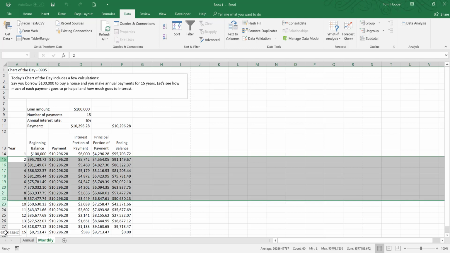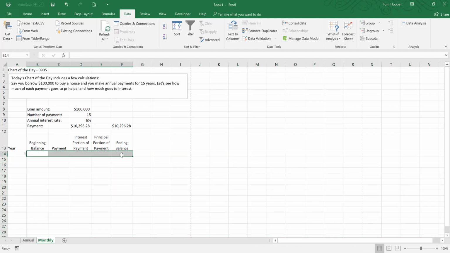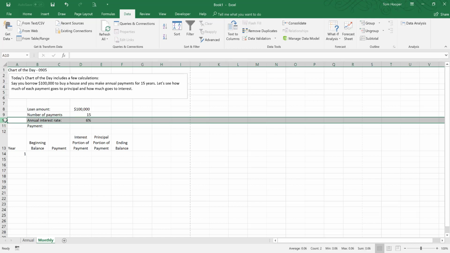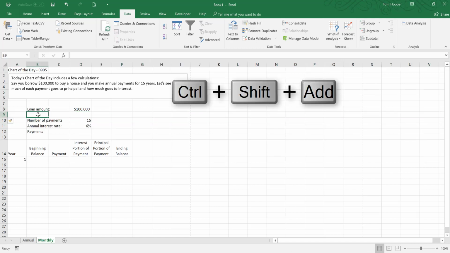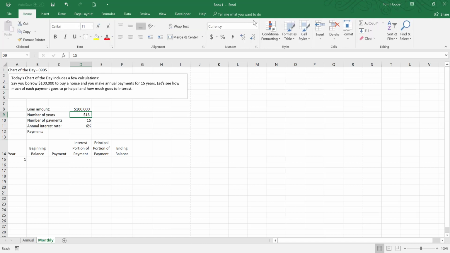Okay. Let's delete all of our rows, all of our formulas, our payment, so we can start over. Let's also insert a row, and this time let's say number of years. And since we're having 15 years with monthly payments, never use a number when a reference will work.